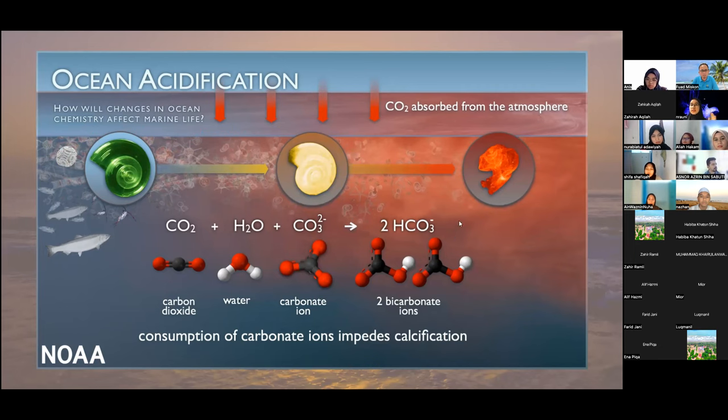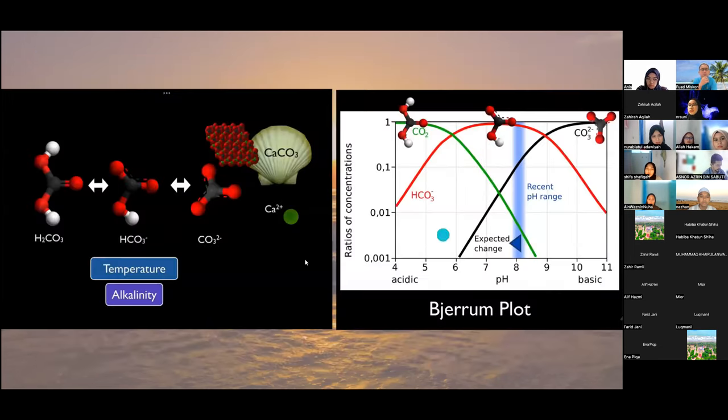To understand this better, we'll go to the next slide. This is a reversible process. The carbonic acid can go into bicarbonate and then transform into carbonate ions. In the normal basic state of the ocean, the carbonate ions combine with calcium and produce calcium carbonate, which is the main source of all the shells in the ocean. This process is very much affected by temperature and alkalinity. That's why ocean acidification together with global warming will bring a total catastrophe to our ocean.